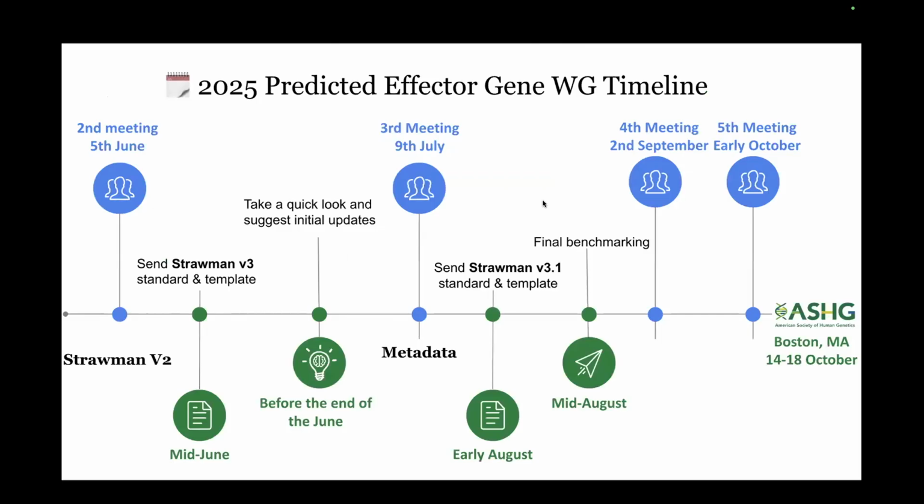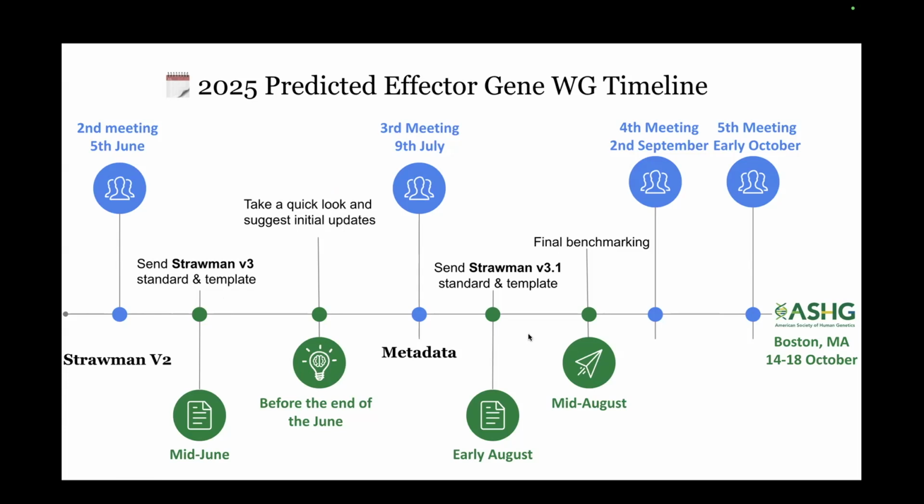So just to remind you, this is our proposed timeline for this effector gene working group. So we started with our second meeting back in June after a kickoff meeting in May. We initially sent out a version 3 standard and template of our straw man with some feedback from all of you, and then have built on this iteratively so that we can expand the straw man to accommodate for various needs of you as the community.